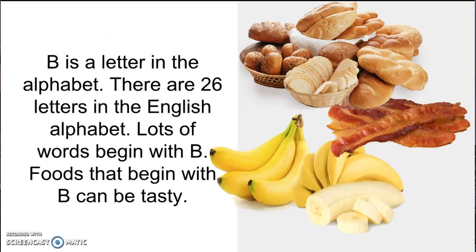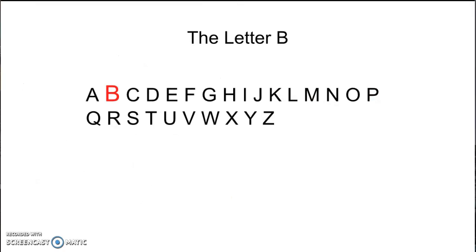So this slide here is an example of that. The screen has lots of images on it over here. It's got lots of words here. And so basically what we're expecting is that a student would have to learn that B is a letter in the alphabet. There's 26 letters in the English alphabet. Lots of words begin with B. There's foods that begin with B and they're tasty. So that's a lot of information. So the learner is having to put all of that together first before they can really start to learn the actual learning that's taking place.